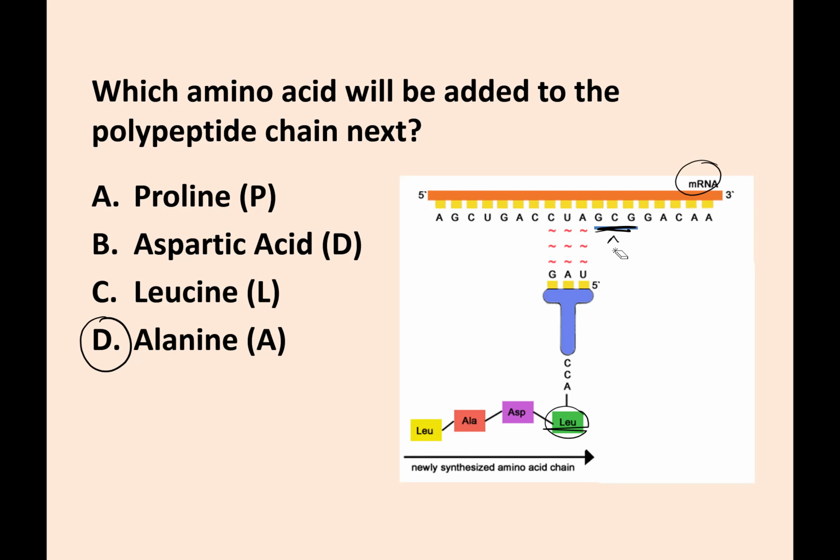So the anticodon would be CGC, 3' to 5', and that would be hooked to your tRNA with the alanine amino acid. Okay, just a few more slides.